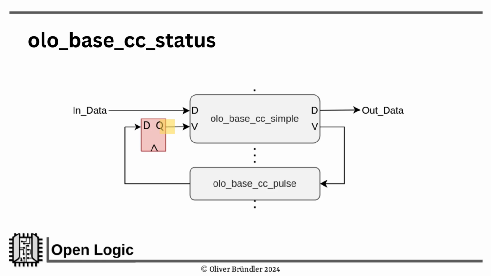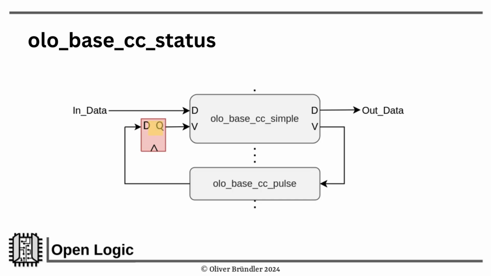Data is transmitted from the source clock domain to the destination clock domain together with a valid pulse. The pulse is then transferred back to the source clock domain using an olo_base_cc_pulse, and continues cycling, every time carrying data with it when it moves from the source clock domain to the destination clock domain.